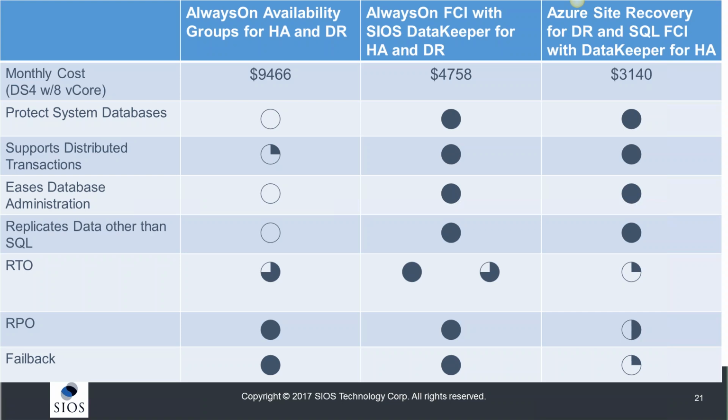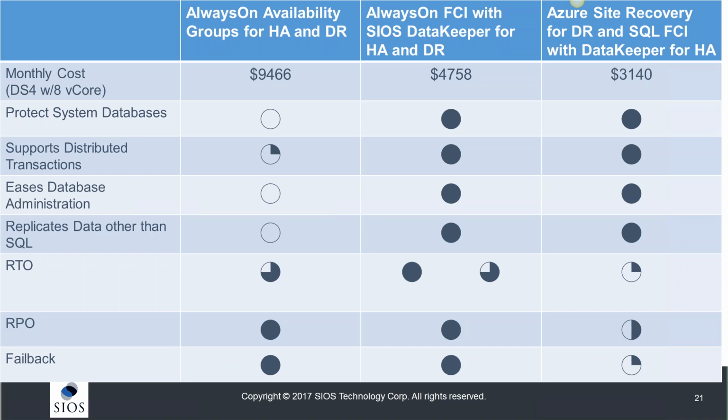Recovery point objective: the always-on asynchronous replication is very good. The DataKeeper asynchronous replication is just as good. The Azure Site Recovery is also good, but it does have more potential data loss. They advertise 5 minutes. You could see up to 10 minutes for crash consistent points.